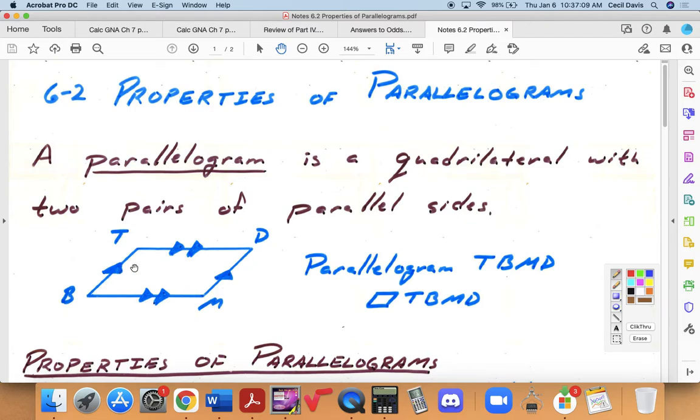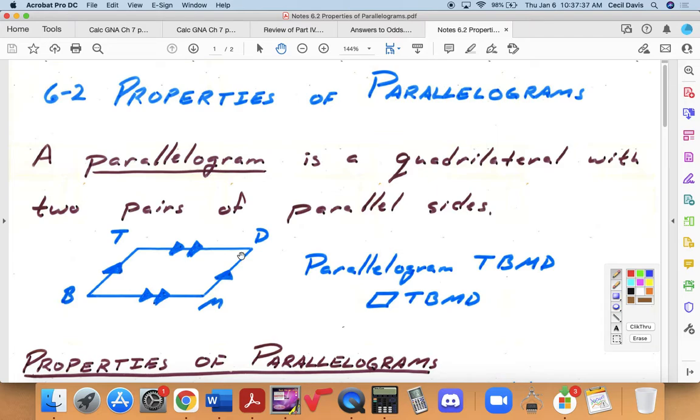So if I start with T and then go to B, where do I have to go next? M and then D. So you could name it something else. You can start anywhere you like, and it doesn't matter whether you go clockwise or counterclockwise. You could call it parallelogram MBTD. But wherever you start, once you start going in a direction, you have to continue going in that same direction when you name it.